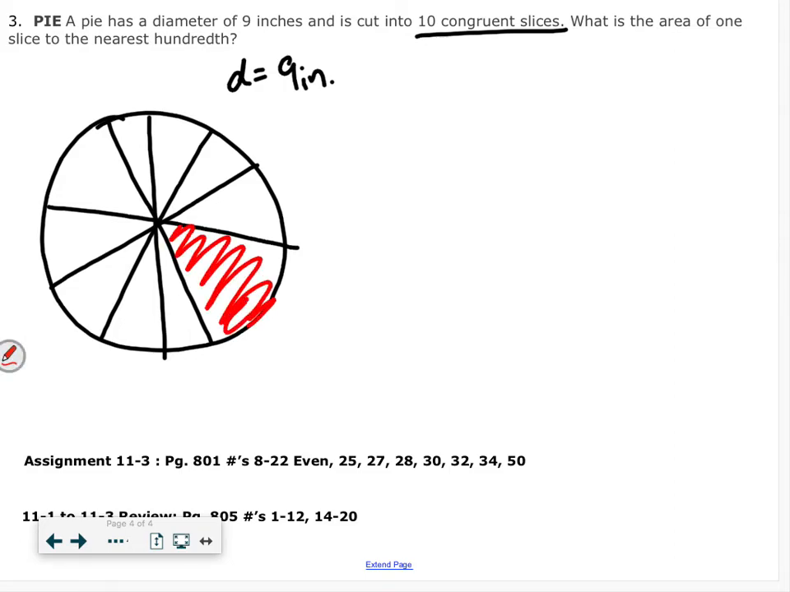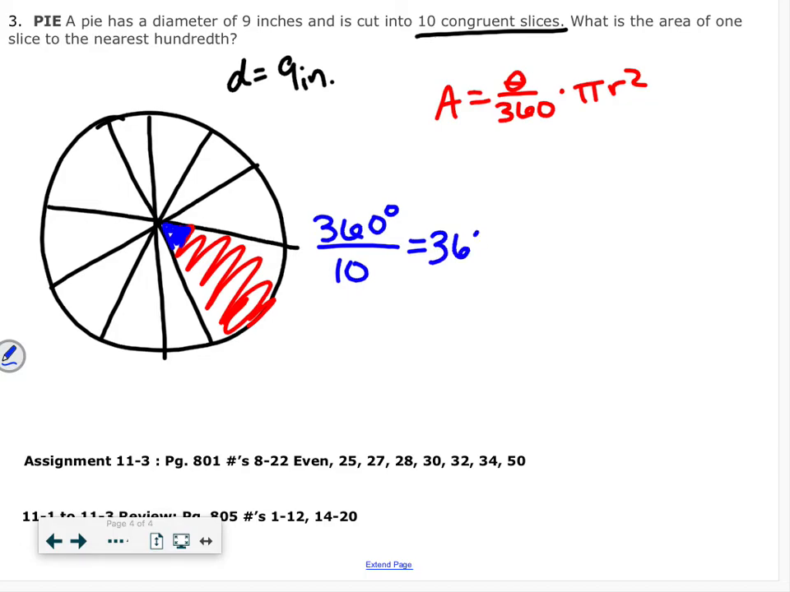Now there's a couple ways to do this. I do want to give us some practice with using the area of a sector formula. So I'm going to use the formula area equals theta over 360 times pi r squared. Now we do need to know what our central angle is. So what is this angle right here? Well, all the way around is going to be 360 degrees. We're dividing it by 10, so that central angle is going to be 36 degrees right there. So that's what we're going to want to use to substitute in for our theta up here.